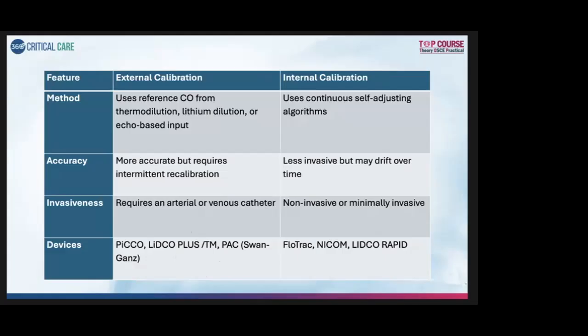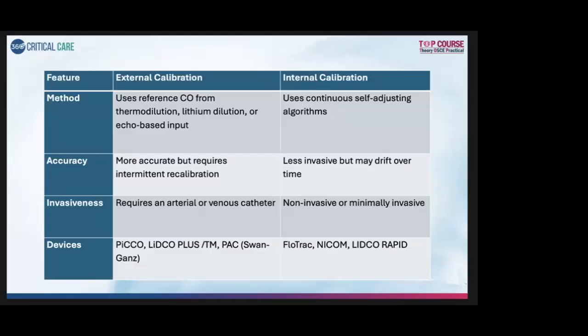So what is external calibration? You use some technique to measure a standard cardiac output value. For example, in the pulmonary artery catheter, you use the thermodilution technique. In PiCCO and VolumeView, you use the transpulmonary thermodilution technique, and in LiDCO, the lithium dilution technique. You are using a technique to measure a standard cardiac output value, and then you serially measure and adjust according to the baseline calibration. That is called external calibration, which is more accurate, but it requires intermittent recalibration.